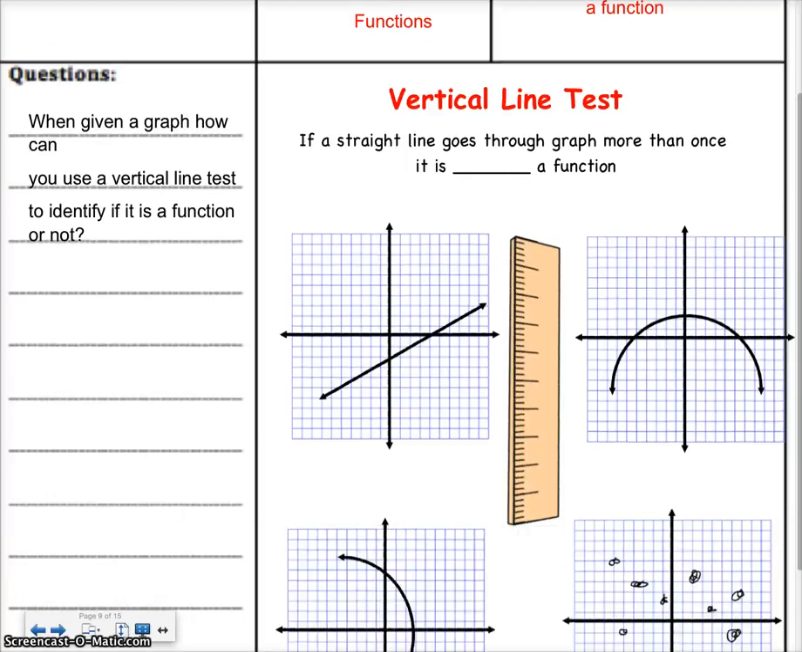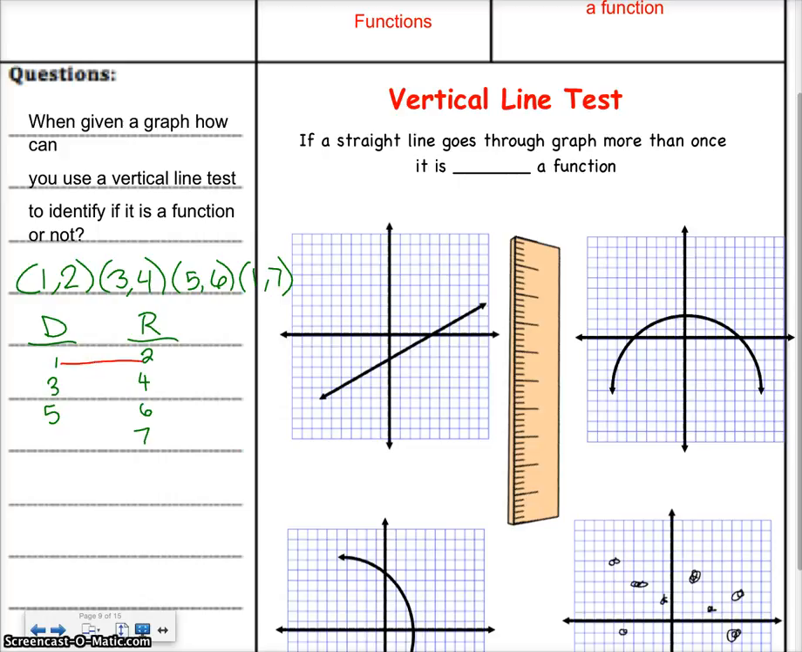Okay, so based on that, let's say I had 1, 2, 3, 4, 5, 6, 1, 7. And I said, identify if this is a function. You would write all your domains down, which is your x's. You'd write 1, 3, 5, and then a 1 again, so you don't rewrite that. Then you would write your range, or your y's, down: 2, 4, 6, 7. We would map it. 1 goes to 2, 3 to 4, 5 to 6. 1 also goes to 7.